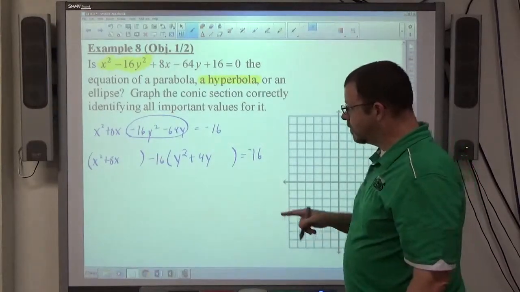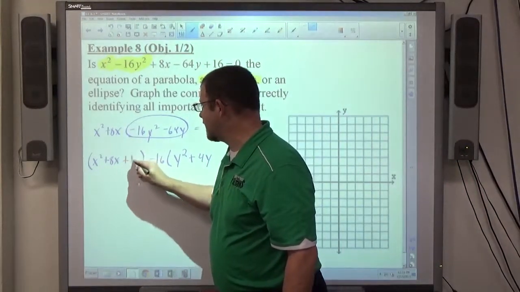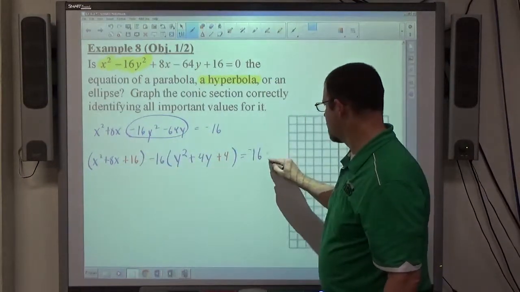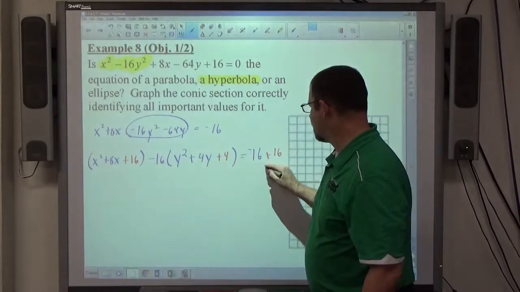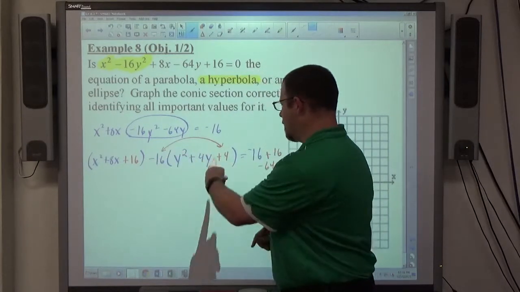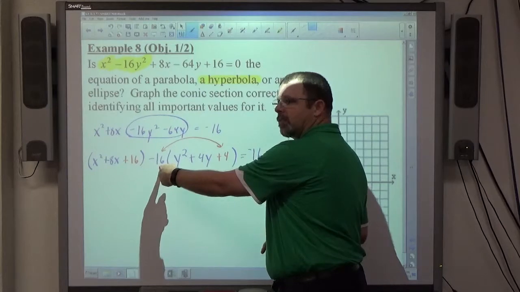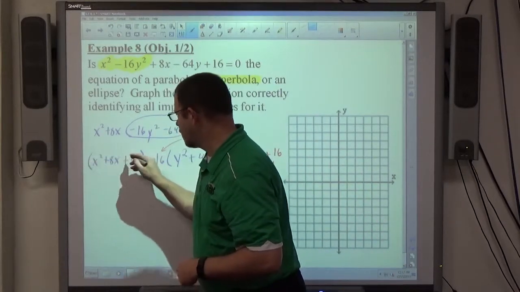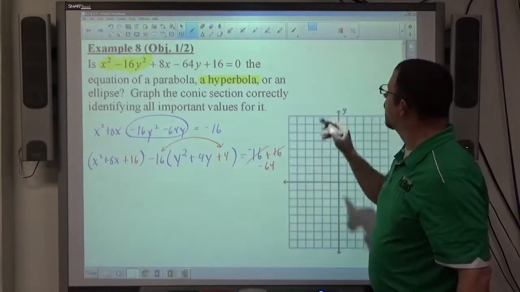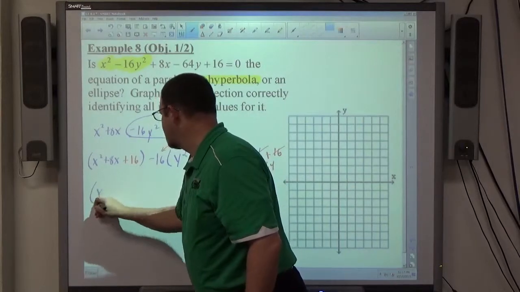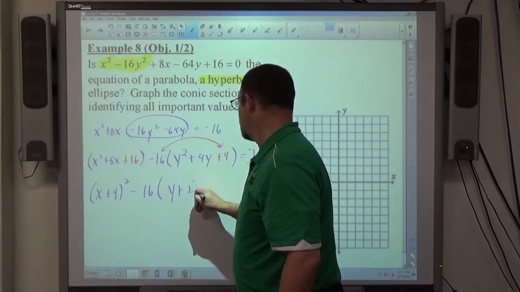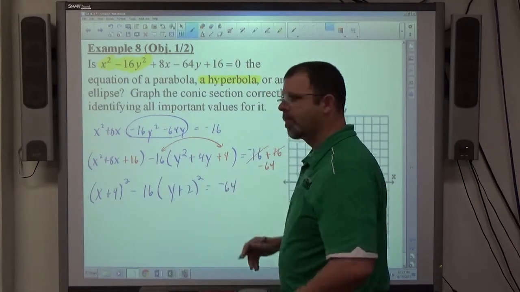Looking at the terms, half of 8 is 4, 4 squared is 16. Half of 4 is 2, 2 squared is 4. In reality, I added 16. In reality, I added negative 64. Be careful that we're multiplying this times this, signs included. So adding a 4 in here is actually adding a negative 64. Adding a 16 times the 1, because there's no number out there, just makes the plus 16. All right, so altogether, negative and positive 16 cancel. So altogether, for the x's, I have x plus 4, the quantity squared, minus 16 parentheses, y plus 2, the quantity squared, is equal to negative 64.